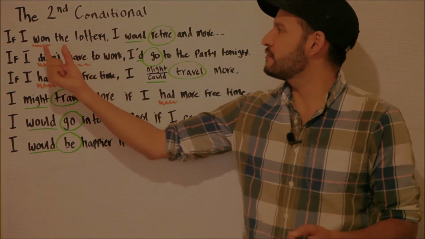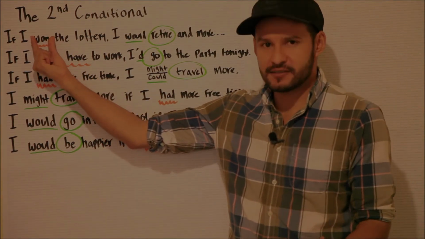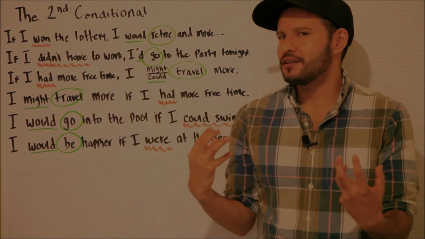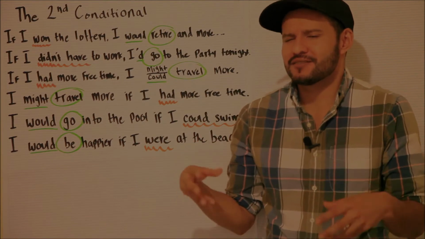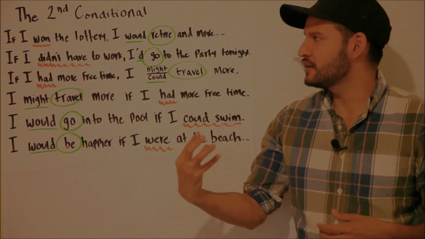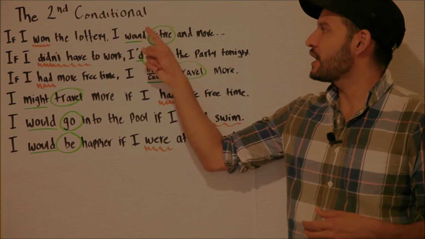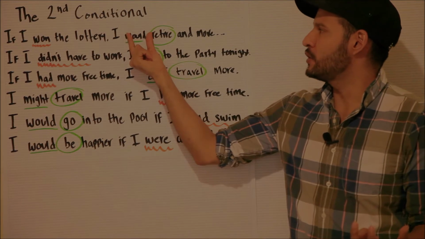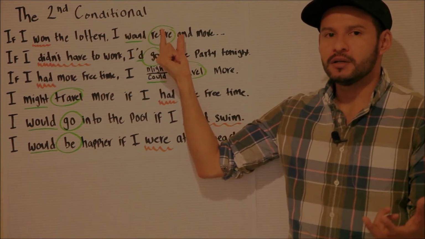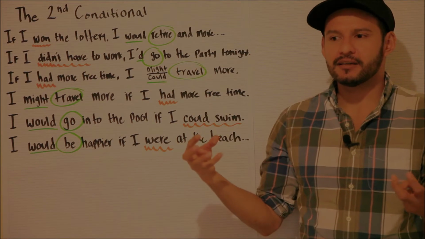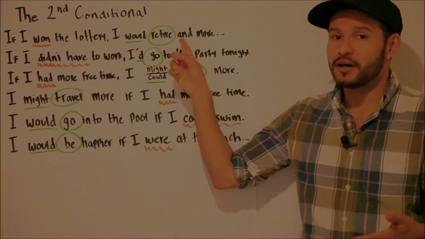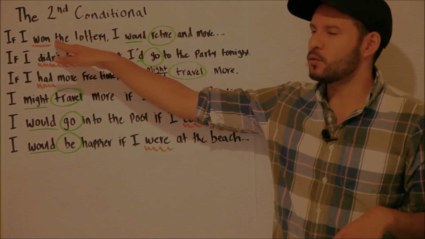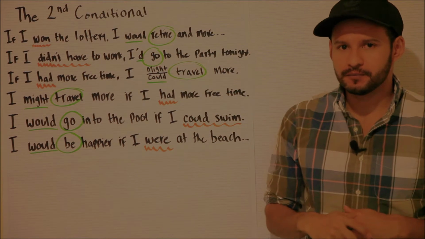So specifically, I have used the simple past in the condition, if I won the lottery. This is telling you that I don't think that this is going to happen, or that this is impossible, basically, in my mind. And similarly, in the result, I would retire and move to Costa Rica. By using the modal would with a verb in the base form, I'm letting you know that this is not going to happen, but I'm only imagining what I would do if I were in this particular situation.